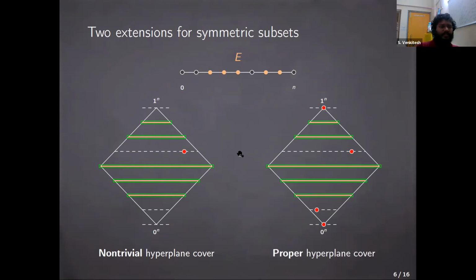The second variant is a stricter condition, which I call a proper hyperplane cover, which means the hyperplane family should cover every layer in E, but among all the layers that are in the complement of E, at least one point should be left out from each layer. So from the complement of E, no layer should be contained fully inside this cover. At least one point should be left out. So that's a proper hyperplane cover.